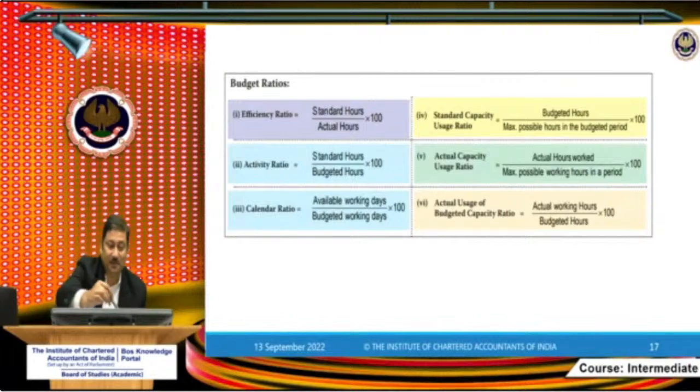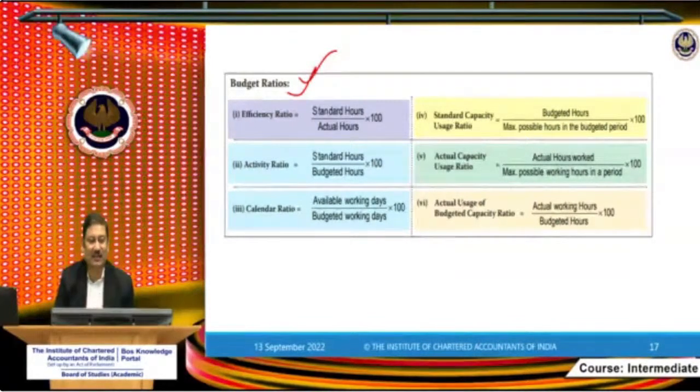These are some of the budget ratios. Many people ignore them. They only practice the flexible budget question and don't practice questions based on different ratios: efficiency ratio, activity ratio, calendar ratio, capacity ratio, usage ratio, and budgeted capacity ratio. So please go through this concept as well.